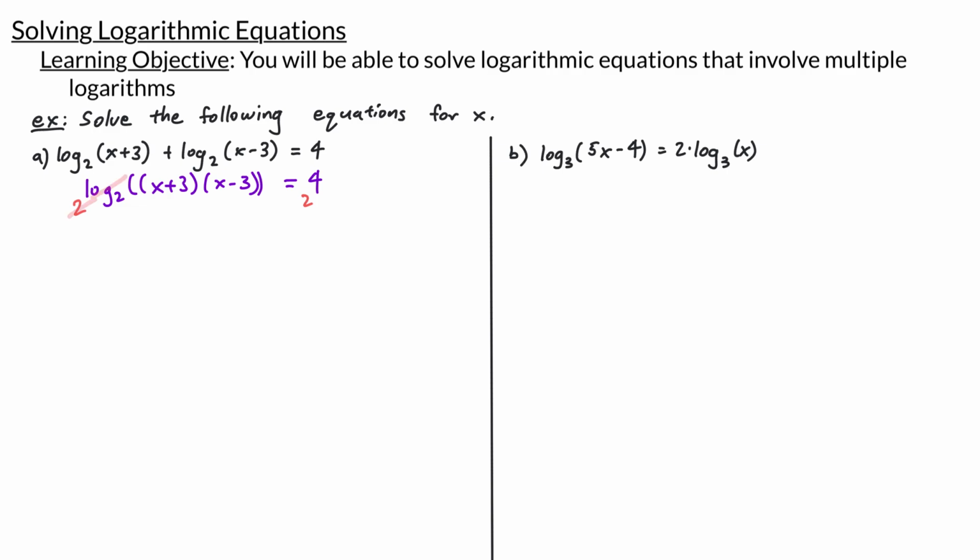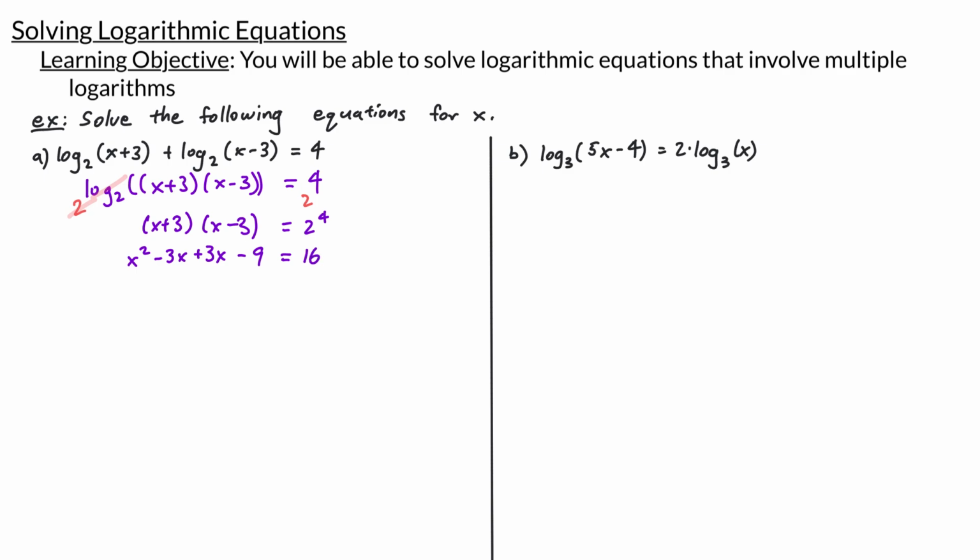So once those two operations cancel out, we're left with just x plus 3 times x minus 3 on the left-hand side, and on the right-hand side we have 2 to the power of 4. So we've transformed our logarithmic equation into an algebraic equation. And now we can solve this by multiplying out the x plus 3 times x minus 3. So multiplying the first terms, we get x squared. Multiplying the outer terms, we get minus 3x. Multiplying the inner terms, we get plus 3x, and then multiplying the last terms, we get a minus 9. And on the right-hand side, 2 to the power of 4 gives us 16.